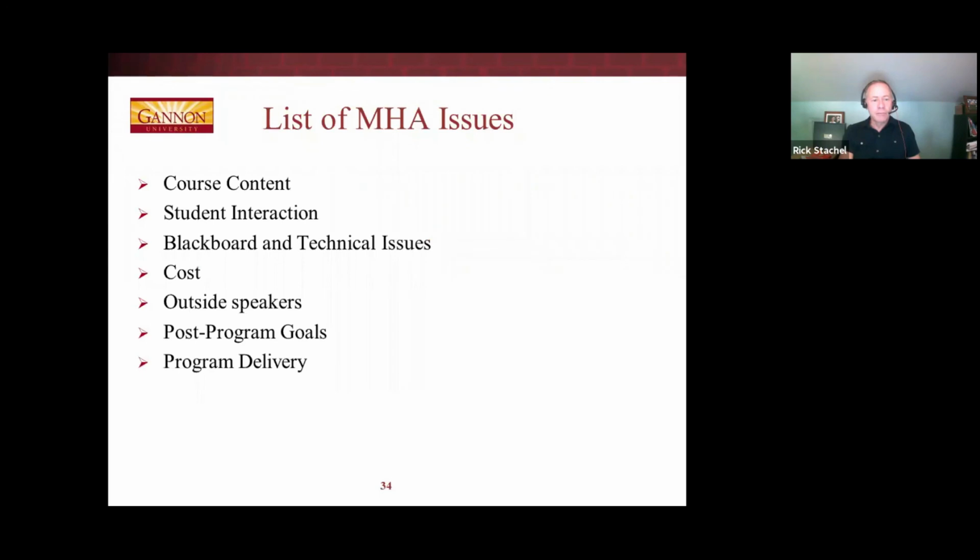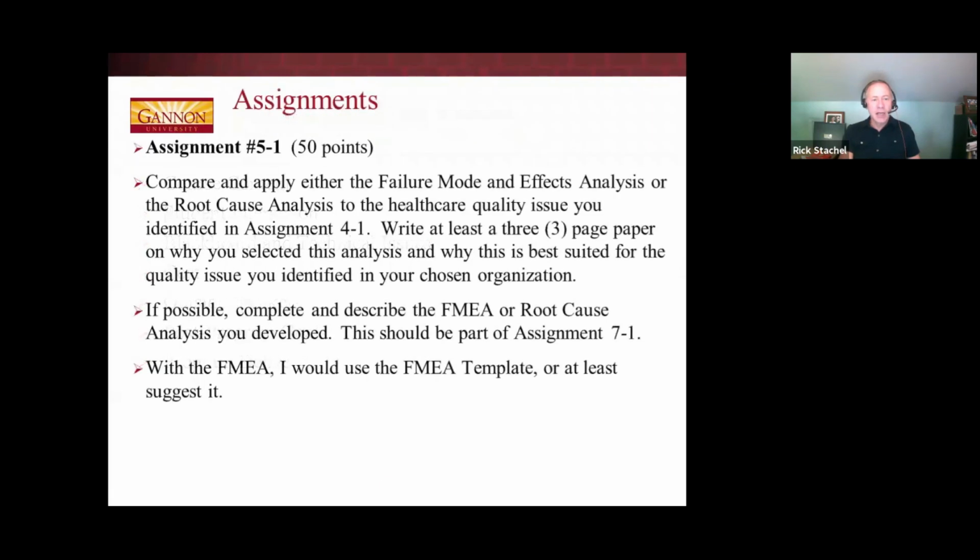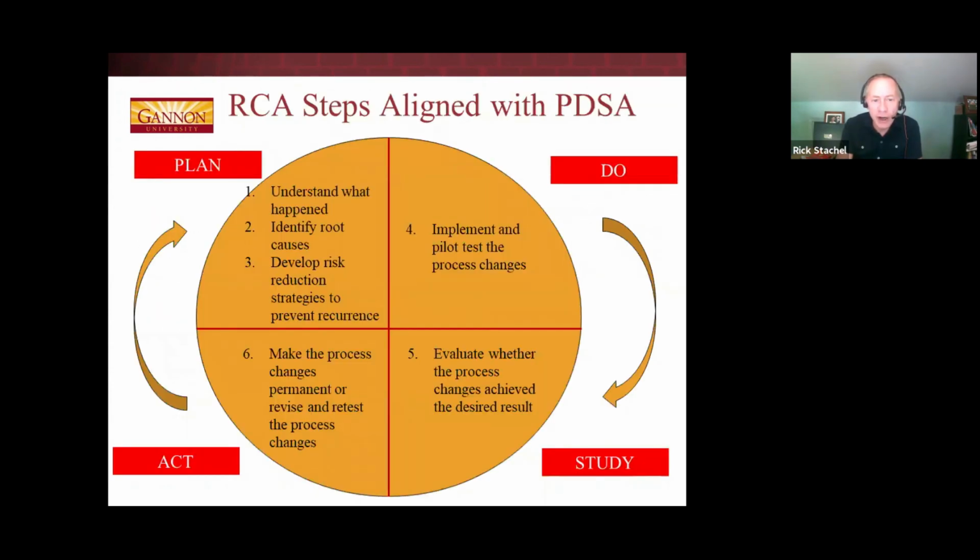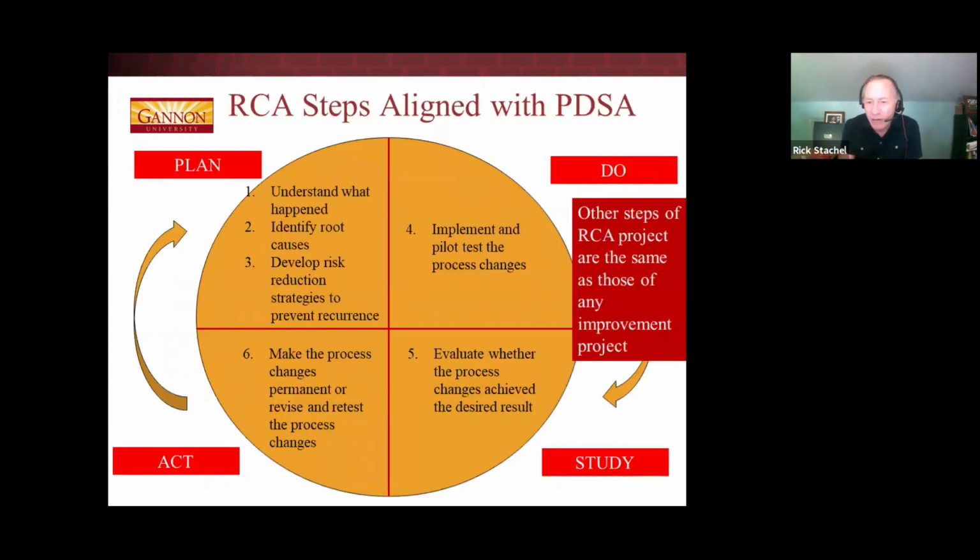So we did that, and this is just a 5-1. Assignment 5-1 is just compare and apply either the FMEA or root cause analysis to the healthcare quality issue you identified in assignment 4-1. And then you're just going to say, why would that kind of approach be appropriate? So, for root cause analysis, you're going to do that same kind of approach, right? So it's going to be aligning this.